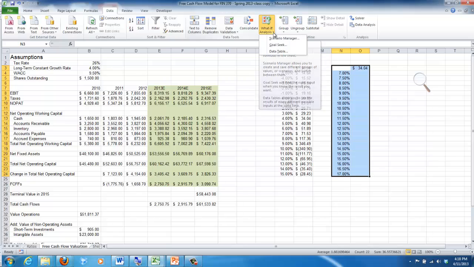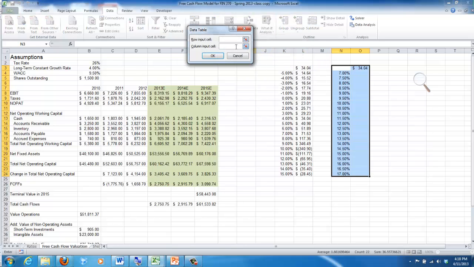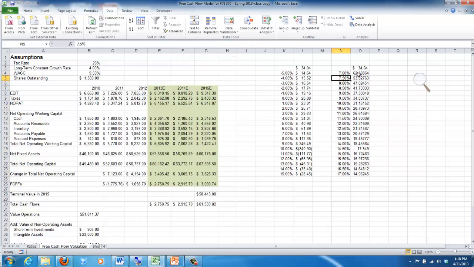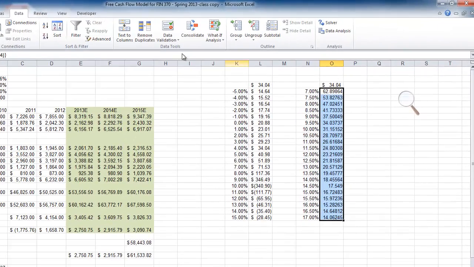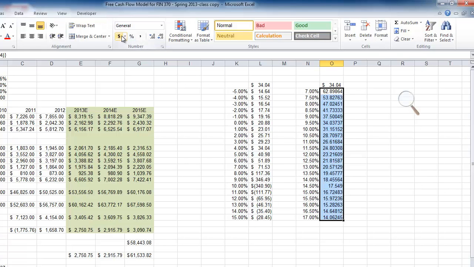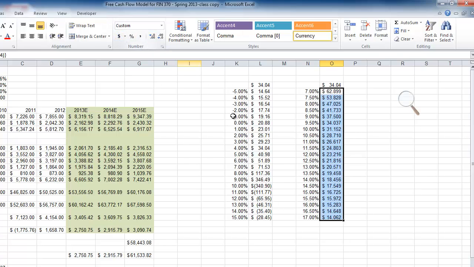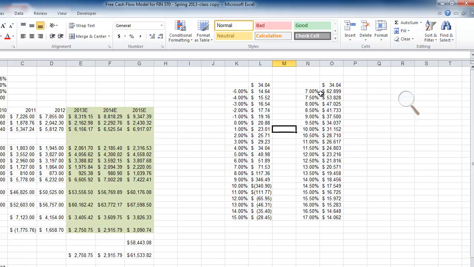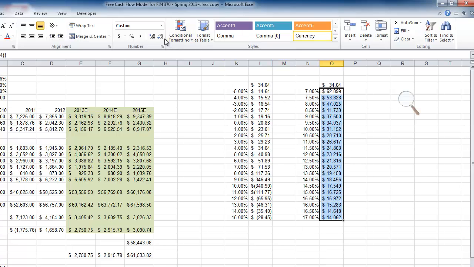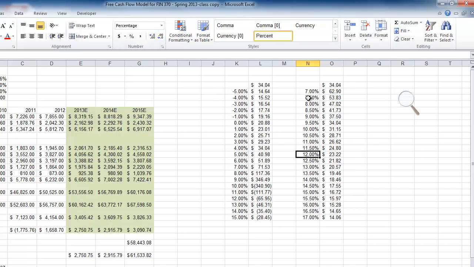So I go again to data table. My column input cell is the weighted average cost of capital. And we see here what we predicted based on what I lectured over: as we increase the weighted average cost of capital, we increase that discount rate, the value of our company falls, the value of our stock falls. So we start at 7%, we have a price of $62.90, 7.5% decreases the value to $53.83, and so on.